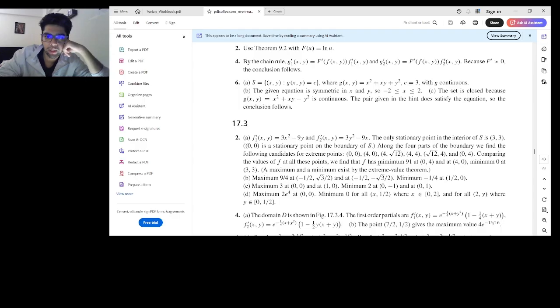So this is incorrect. Just see to it. The minimum is not 91.